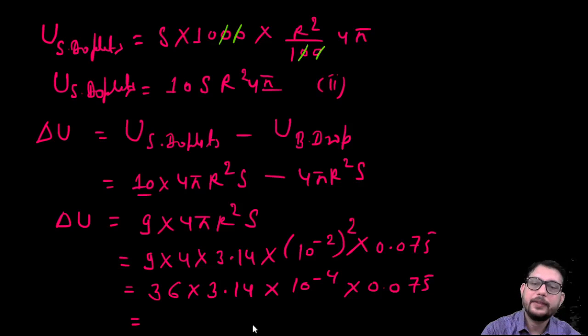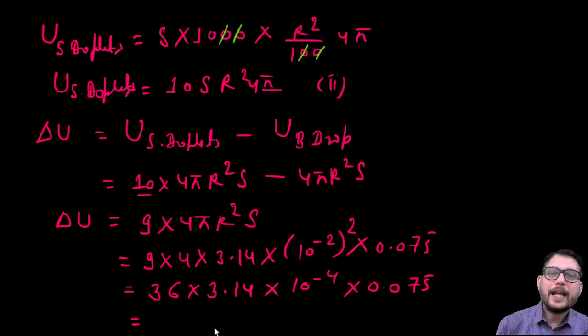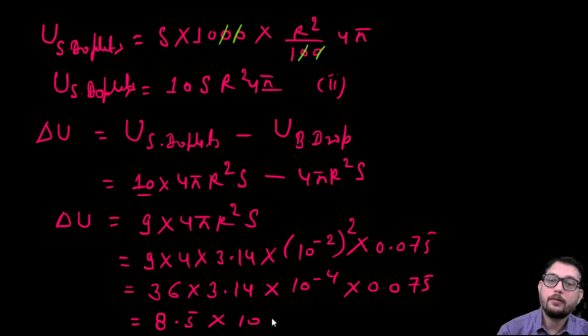Now we will take the help of the calculator. As you can see, it is written 36, multiplied by 3.14, and then multiplied again by 0.075. So finally it comes to 8.5 into 10 to the power minus 4 joule, because it is energy. So this is your final answer, and I believe that this theory is now clear to all of you.